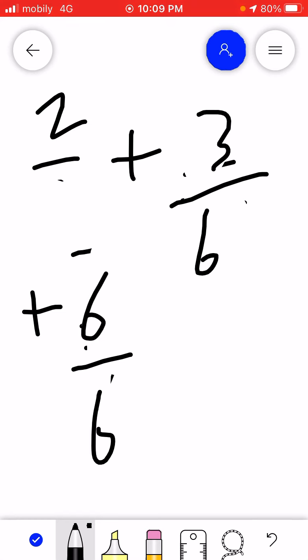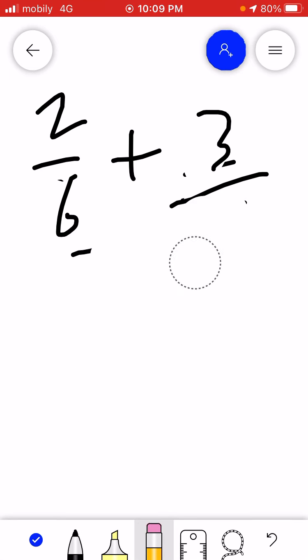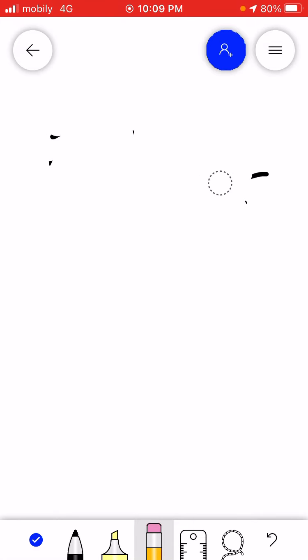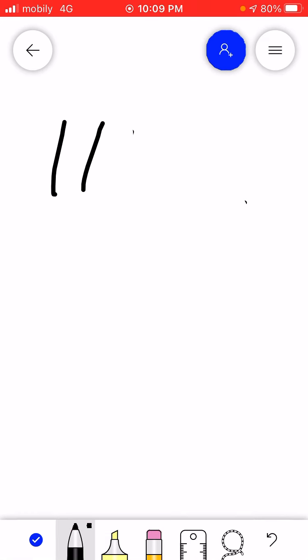So 2 over 6. What do we get right here? It's basically 20 over 3 minus the result of that, which is 2 over 6 plus 3 over 6 plus 6 over 6, basically 11 over 6. So the result is 11 over 6. All right, now we get 20 over 3 minus 11 over 6.